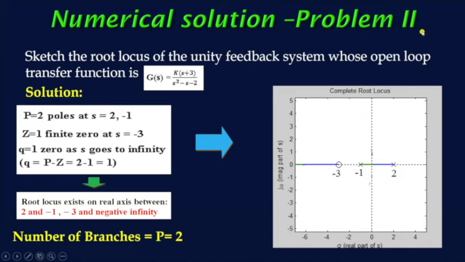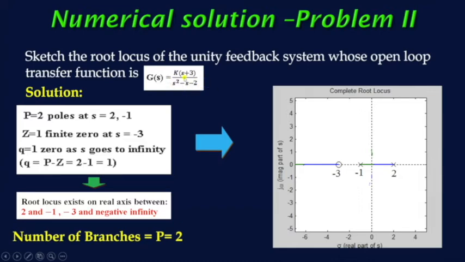Numerical solution problem 2. Sketch the root locus of the unity feedback system whose open loop transfer function is G(s) = K(s + 3) / (s² − s − 2).